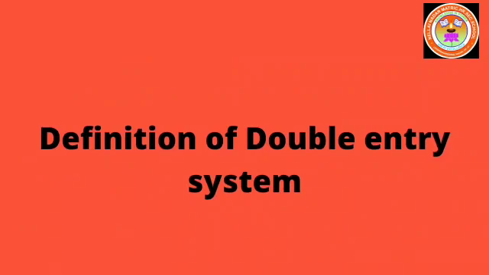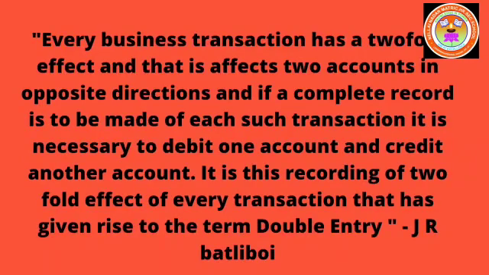Definition of double entry system. According to J.R. Batley, every business transaction has a two-fold effect and that it affects two accounts in opposite directions, and if a complete record is to be made of each such transaction, it is necessary to debit one account and credit another account. It is this recording of two-fold effect of every transaction that has given rise to the term double entry.